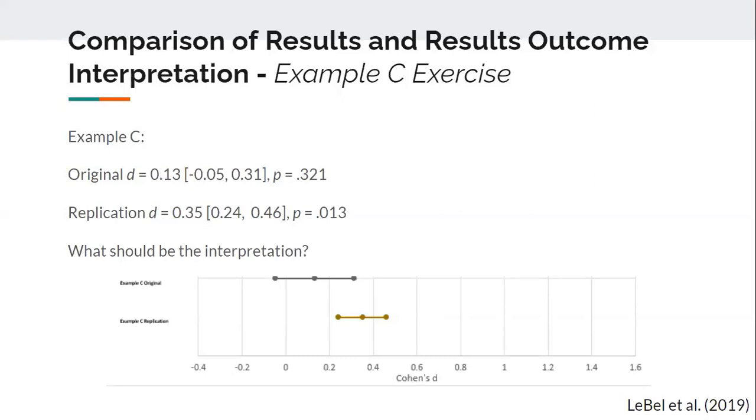And example C. The original d is 0.13, lower CI negative 0.05, upper CI is 0.31, p-value 0.321. The replication d is 0.35, lower CI 0.24, upper CI 0.46. P is below 0.05. What should be the interpretation?